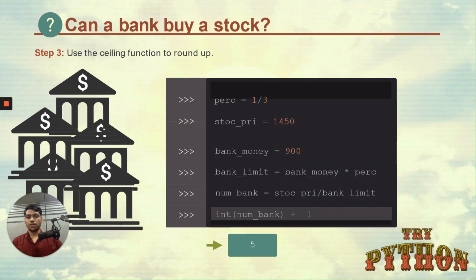So if I put everything together, this is how my code will look. First, I have a few variables like percentage, stock price, bank money, bank limit, number of banks. And then finally, I'm approximating my number of banks, and then I'm adding 1 so that it is approximated to a greater number. So I'm finally getting 5 as an answer.